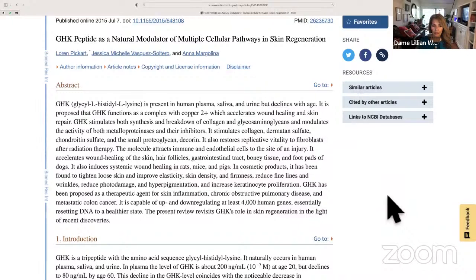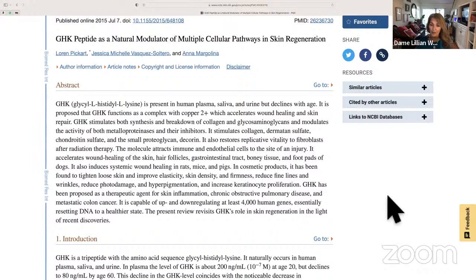It accelerates wound healing of the skin, the hair follicles, and gastrointestinal tract, basically your digestive system, your guts, bony tissue, and foot pads of dogs. It also induces systemic wound healing in rats. Pause button. So in laboratory tests where they actually used GHK-Cu, copper peptide, they saw that entire systems within a rat were actually healed in a rat's body. So in rats, in mice, and in pigs.